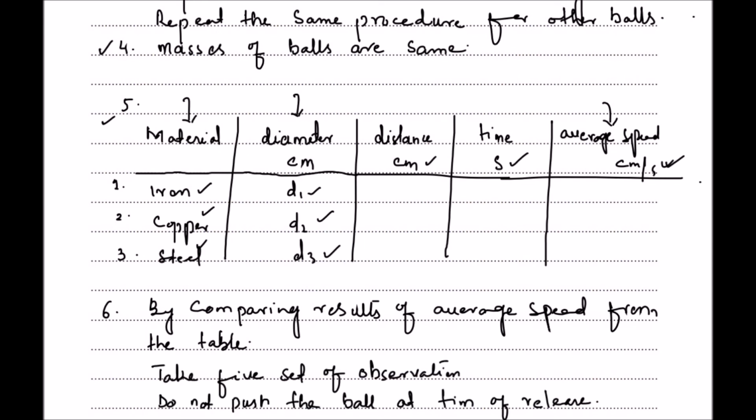So at the end, to make your observation a fair test, you can do these things. Take 5 sets of observations and don't push the ball at the time of release. So you would get a fair test of this comparison.